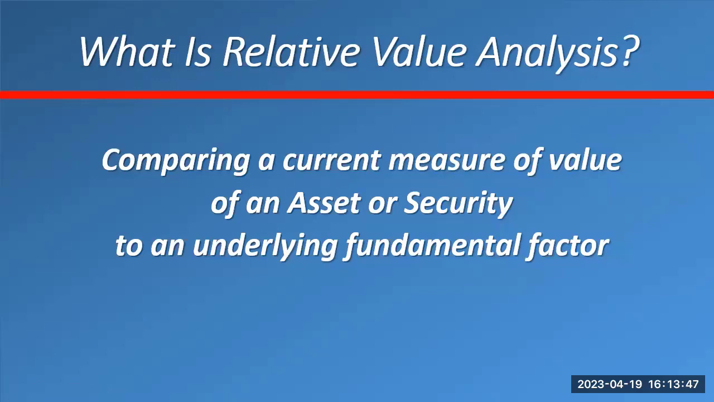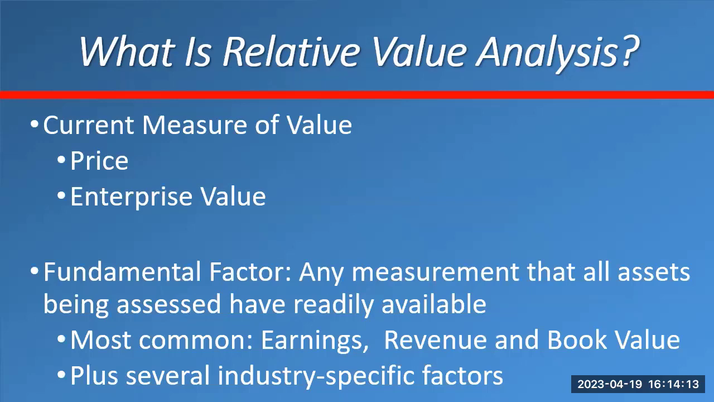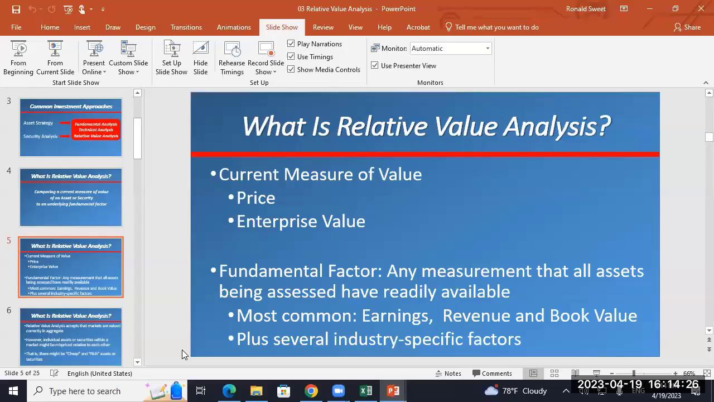So what is relative value analysis? You're comparing some measure of value. We're only going to have two: price and enterprise value. And we're going to compare that to some underlying fundamental factor, usually an accounting number, but with real estate, you're going to see it doesn't have to be an accounting number. So you have a market number versus some non-market number, some specifically assigned number. Our measures of value are going to be price and enterprise value. Do y'all know what enterprise value is? That's the key. So let's look at a firm.